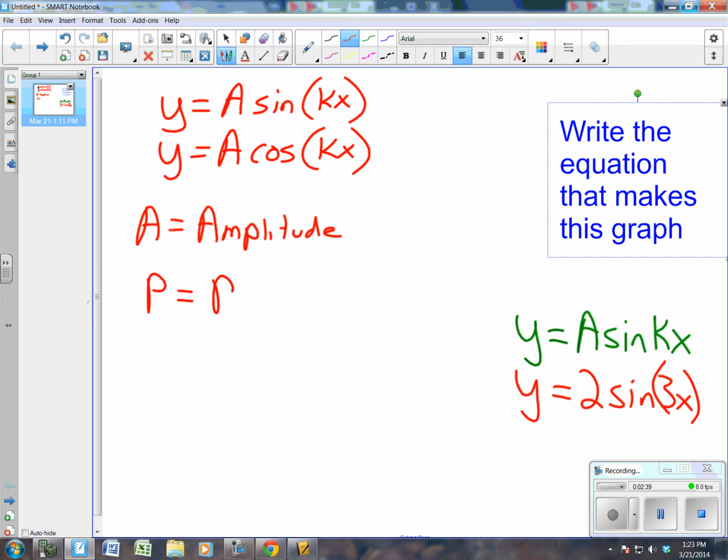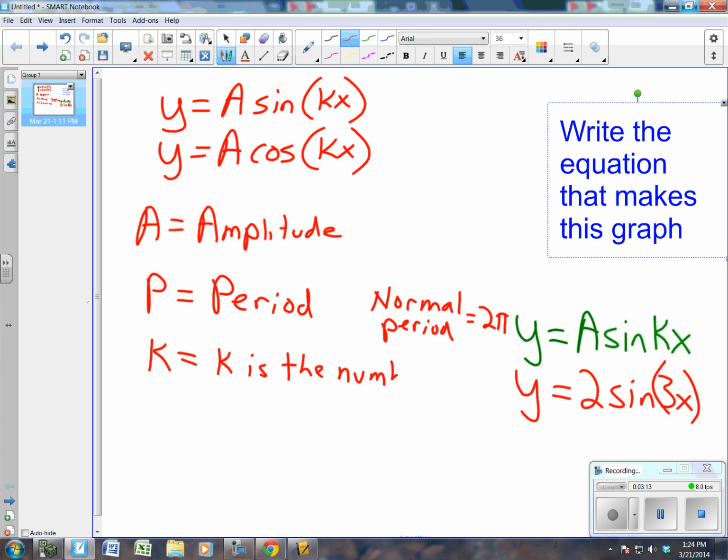P is equal to the period. And what is the normal period of a sine and cosine function? Do you remember? It's 2 pi, yeah. Normal period is 2 pi. So normal period equals 2 pi. And then we have this number k. And k is the number that changes the period.